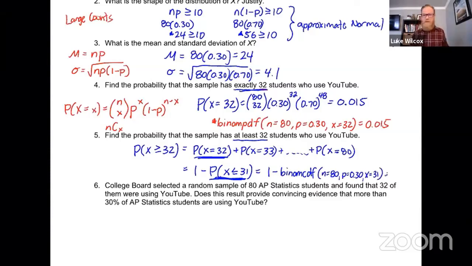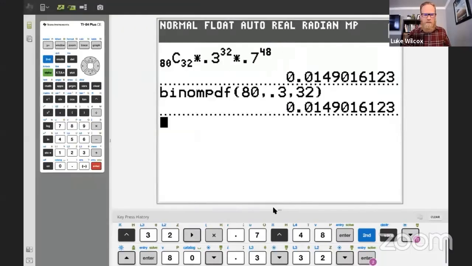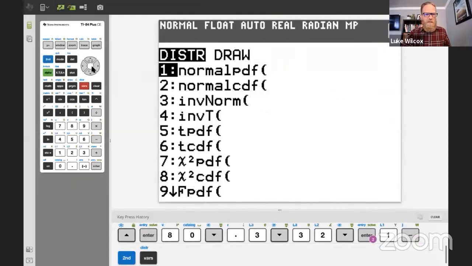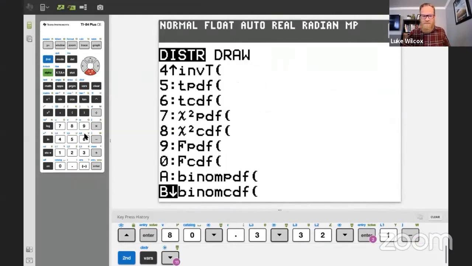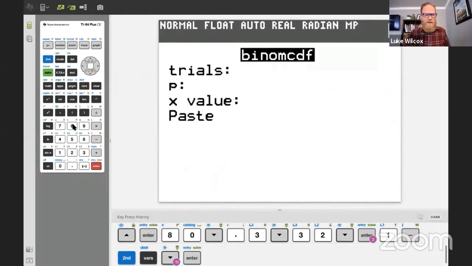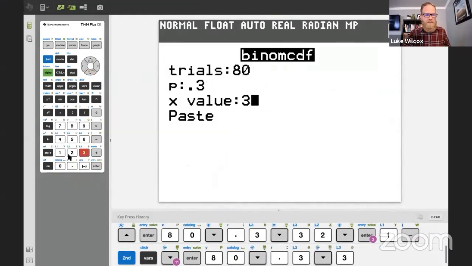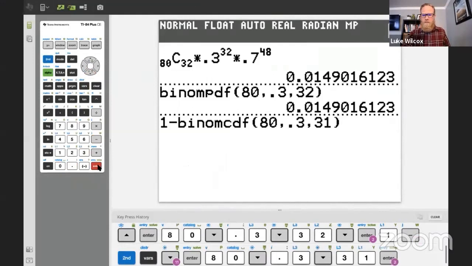And well, let's go to the calculator and see what the calculator would give us for this one using the binomial CDF. So I'm going to do 1 minus, and then remember it's second vars, that's your distributions. And also remember that this time we want binomial CDF rather than PDF. Still got 80 trials. Probability of success is still 0.3. And the X value this time we want 31 and below. And we're going to subtract that from 1.